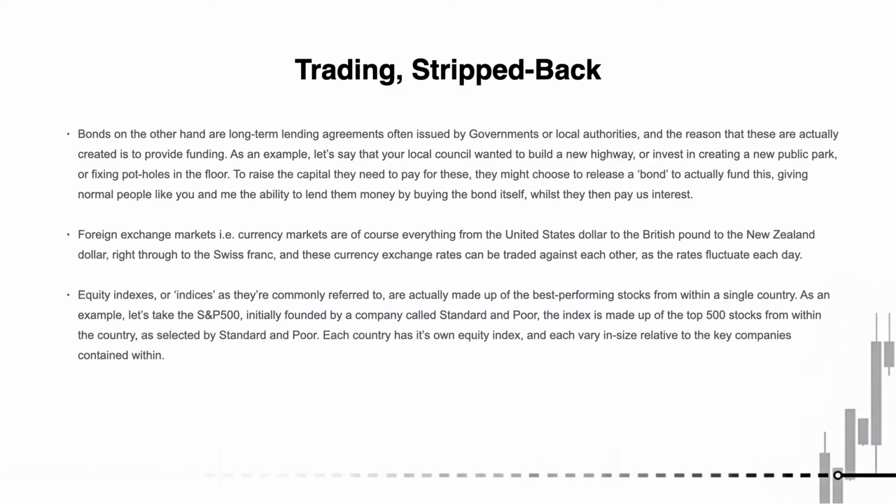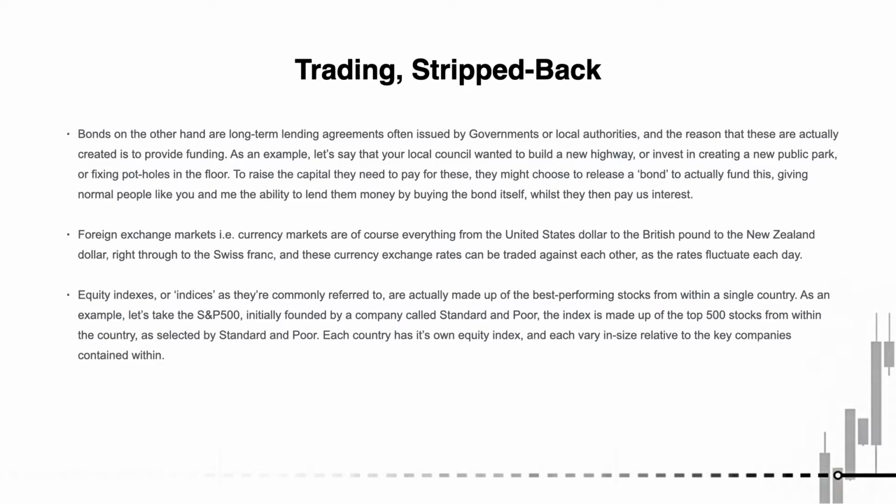Foreign exchange markets, i.e. currency markets, are of course everything from the United States dollar to the British pound to the New Zealand dollar, right through to the Swiss franc. And these currency exchange rates can actually be traded against each other as the rates fluctuate each day.